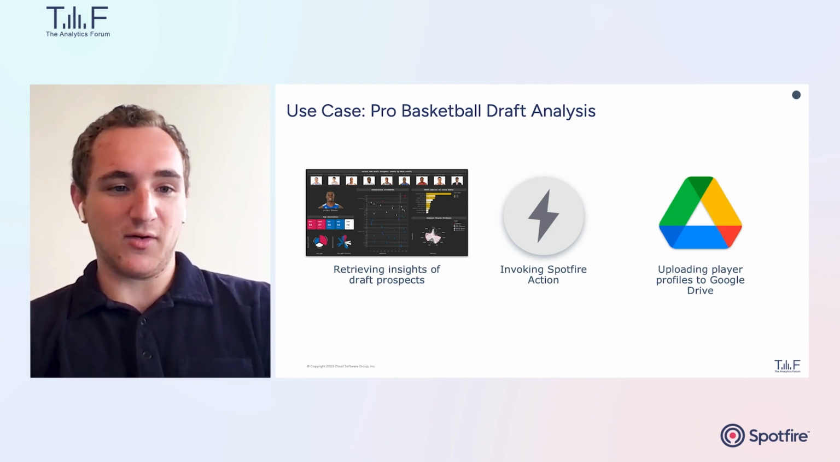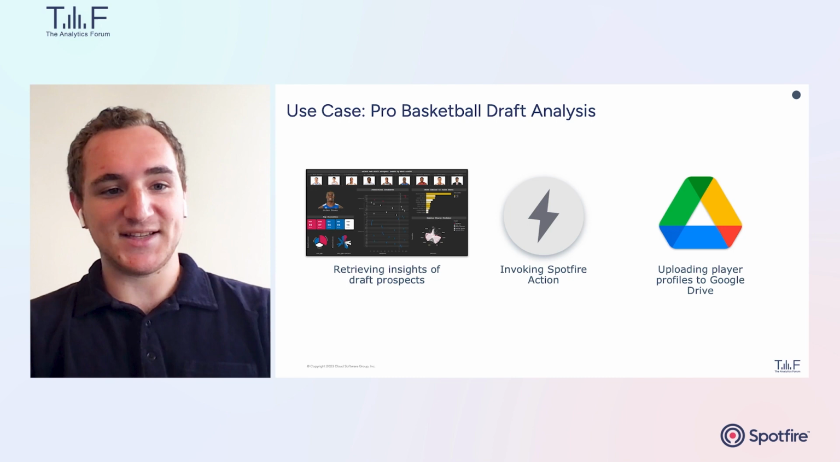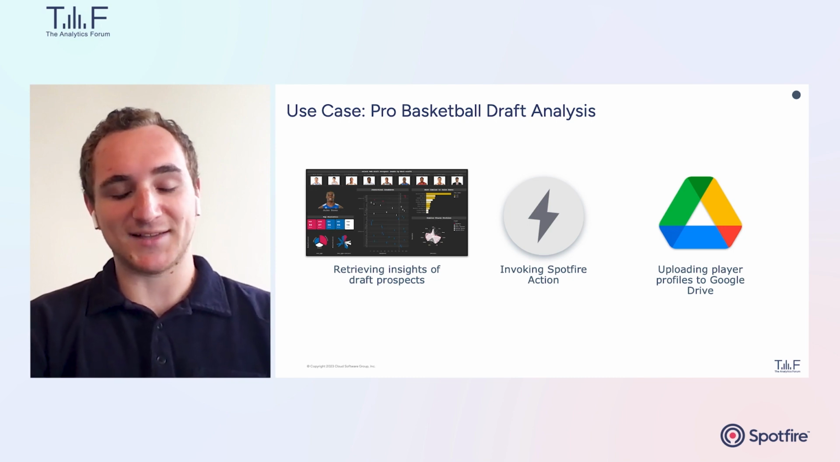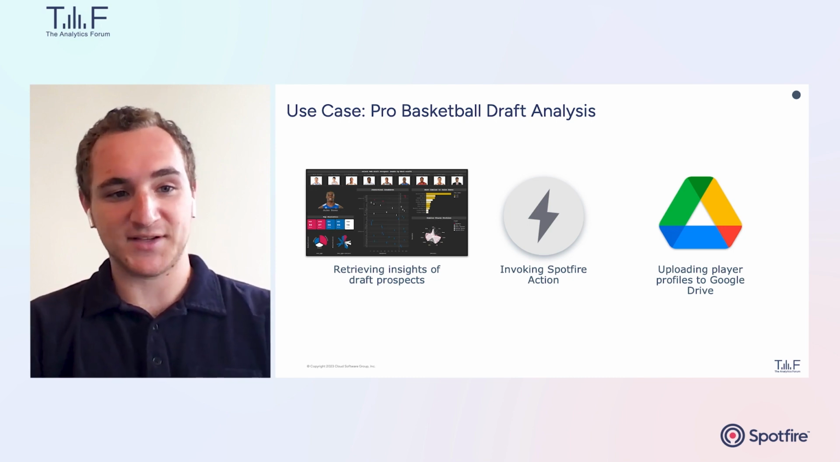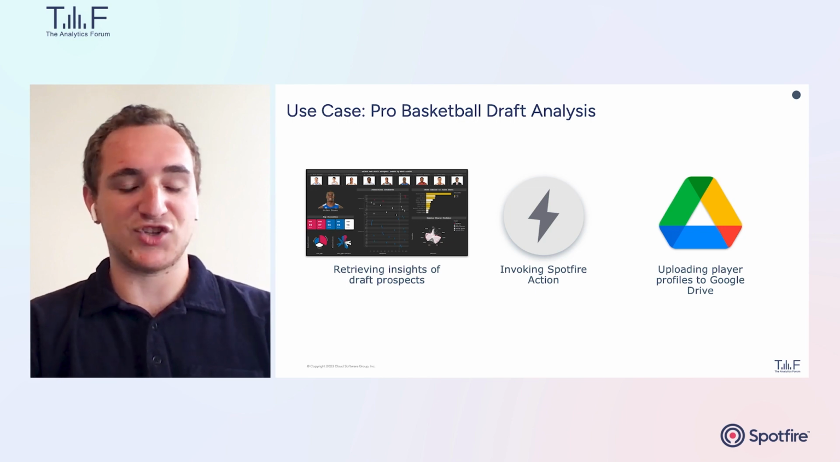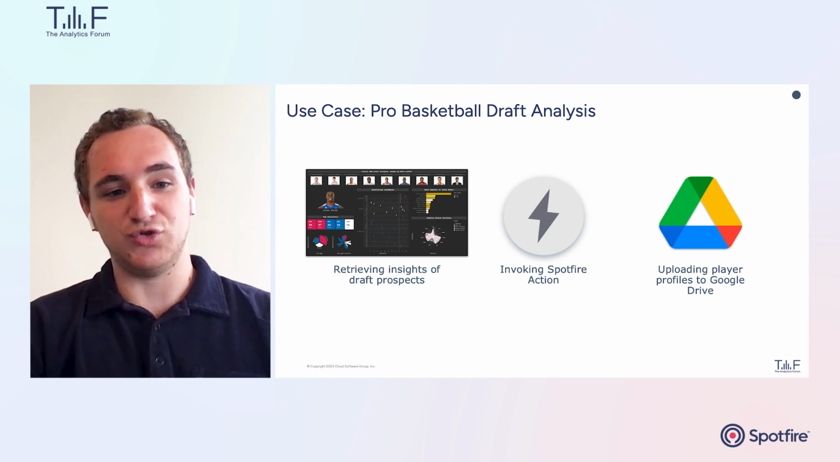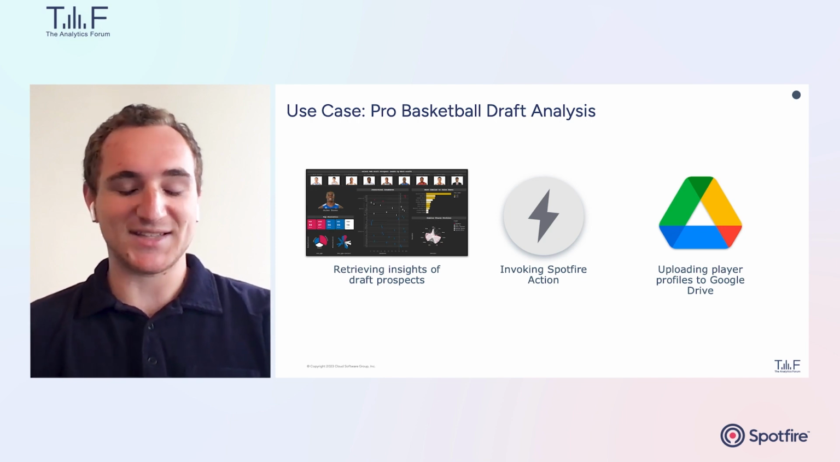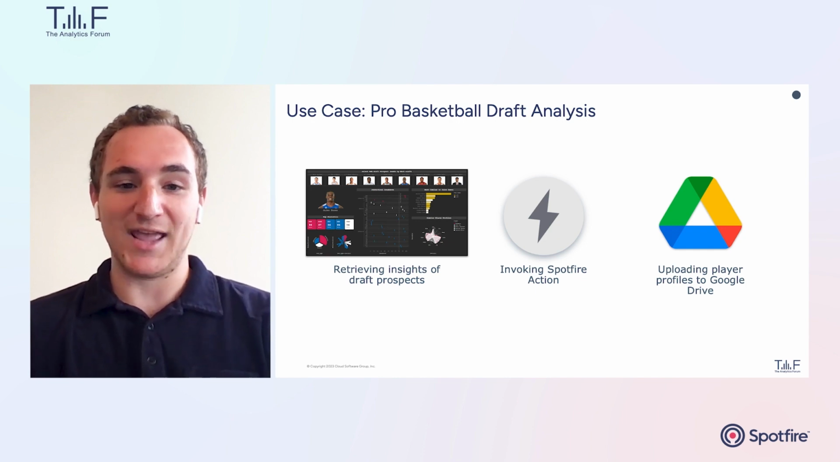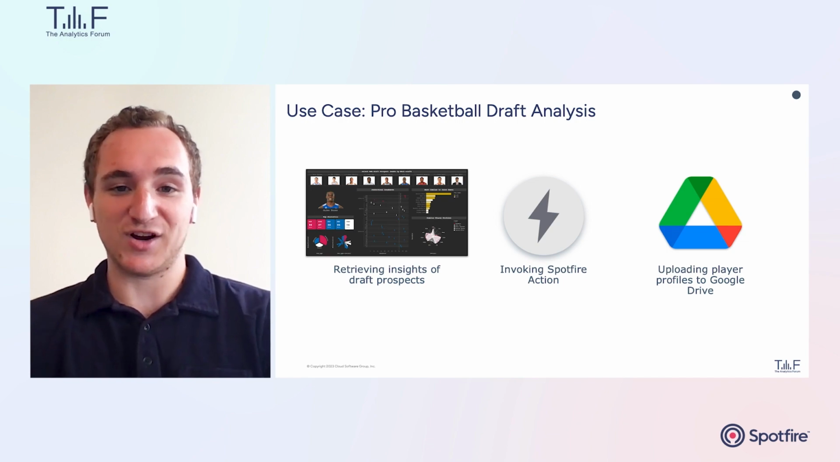So for this, our DXP is analyzing different players that could be selected in the upcoming NBA draft. So we would like to see the strengths and weaknesses of these players so we can be better informed about who to draft. It's in this dashboard where we will invoke a Spotfire action that will essentially take a snapshot of the insight that we found in Spotfire and then upload an image of that page into Google Drive that's easily shareable with the rest of the decision makers on the team.